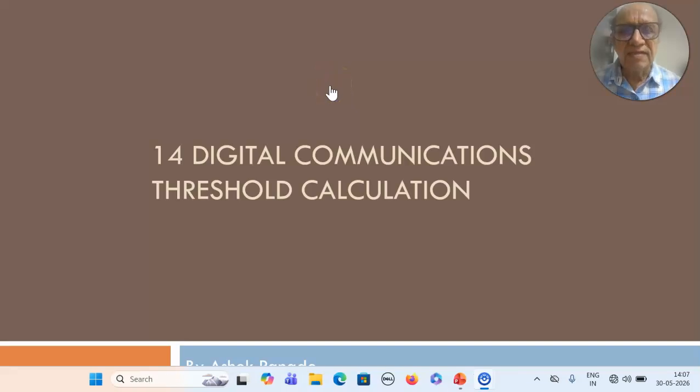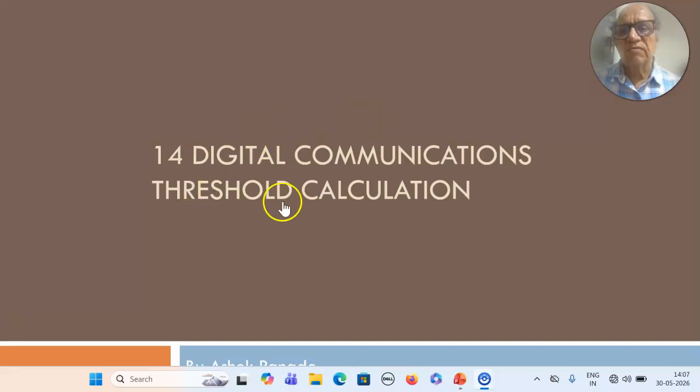So this is the 14th session in the subject of digital communications, and we are going to study threshold calculation in this particular session. In one of our last sessions, we had studied the basic block diagram for the binary detector, and we had said that after detection, the value must be compared with some threshold in order to find out whether a 1 was transmitted or 0 was transmitted.